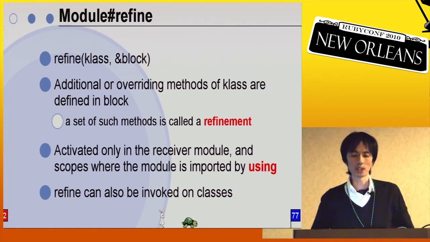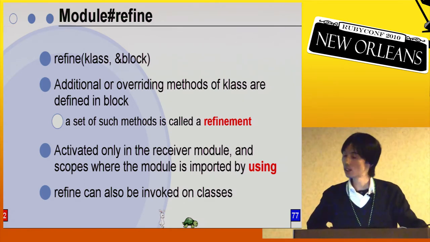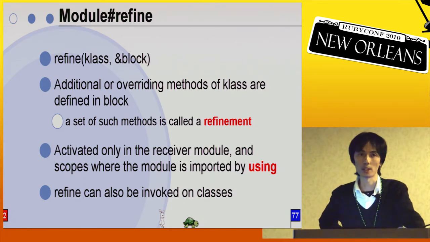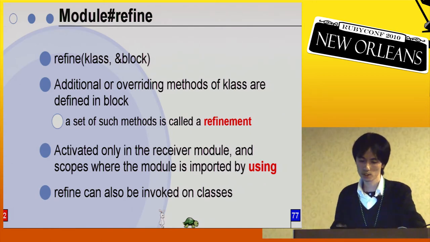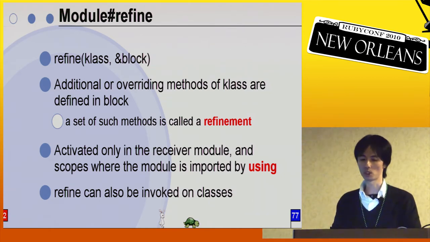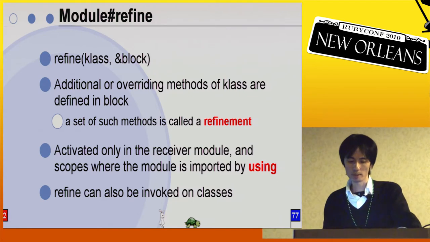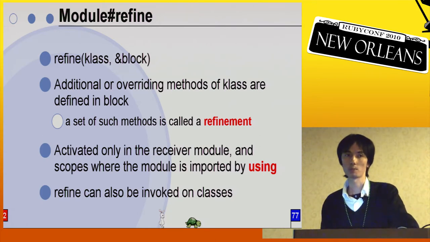I added the method define to the Module class. The Module class is the class of a module. Define takes one argument and takes one block. Additional or overriding methods of the class are defined in the block. A set of such methods is called a refinement. Refinements are activated only in the receiver module and scopes where the module is imported by using.